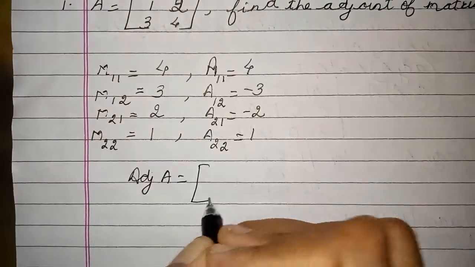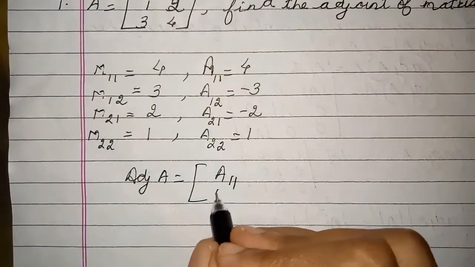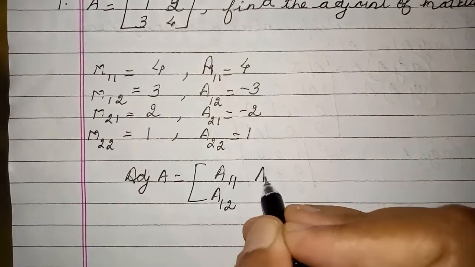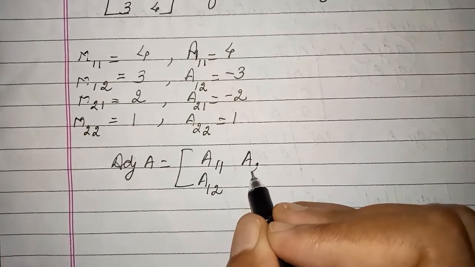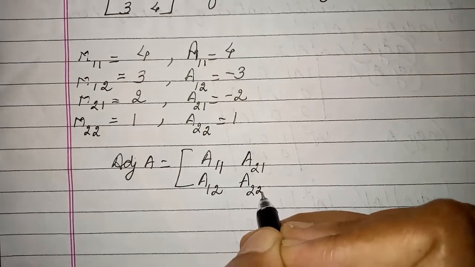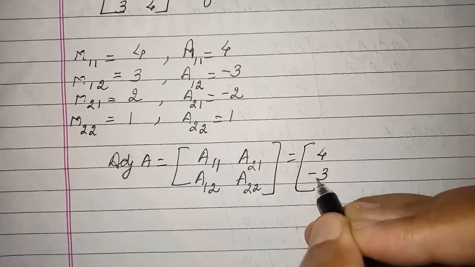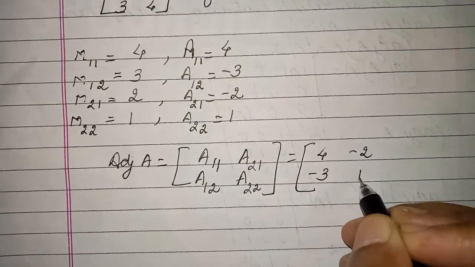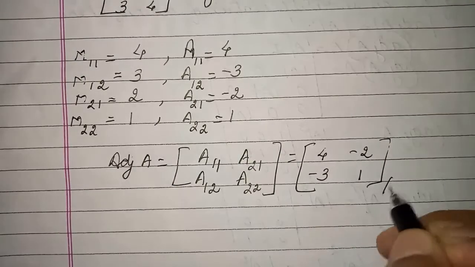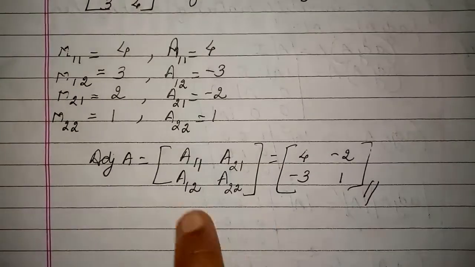Now how will be the adjoint of A? Adjoint of A, you know that it is A11. Now A12 will be here, because it is the transpose of the cofactor matrix, then A22. So now how will I write here? A11, A12, A21 and A22. So this is your answer for the adjoint of matrix A.